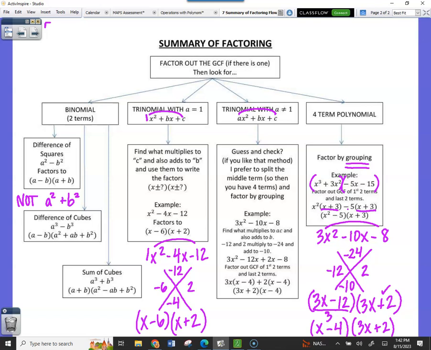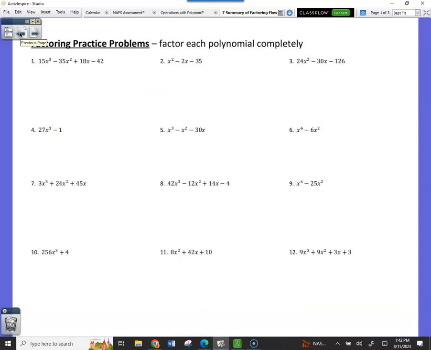Am I right in guessing that the grouping technique needs another example? No? Are you good? Maybe one more? Why don't you try number 1 and we'll check it. How do I know number 1 is factoring by grouping? There's 4 terms. And it's cubic.